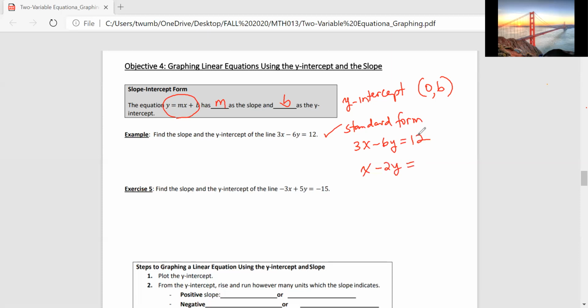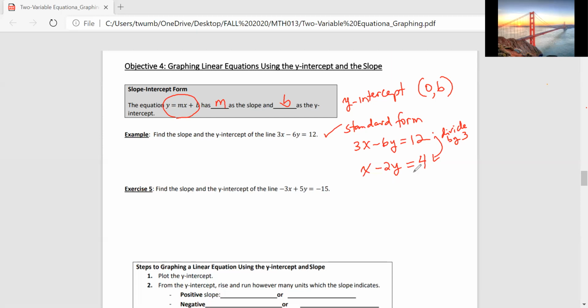And that gives me 4. Okay. So divide by 3. If I divide by 3, this is what I get.